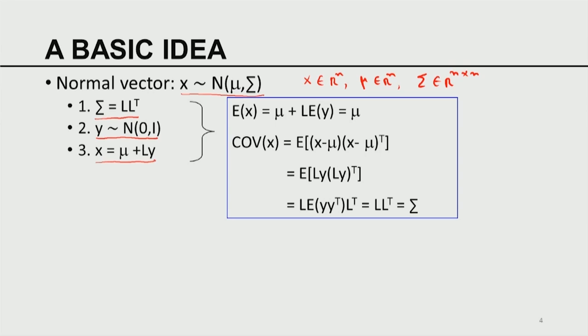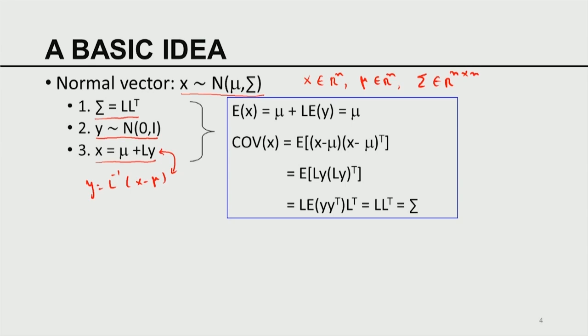Now I can relate x and y through relation 3. So what does it say? y is equal to L inverse times (x minus mu), or x is equal to mu plus L y. So this transformation relates a unit normal random vector to a general normal vector with mean mu and covariance sigma. And the verification of the third statement is given in the box on the right hand side. You can easily verify that. So what does this tell you? If somebody gives you a random variable, how are we going to be using this?